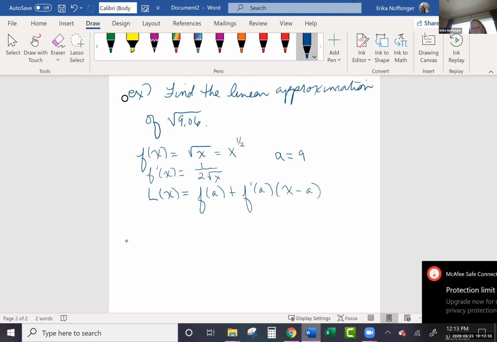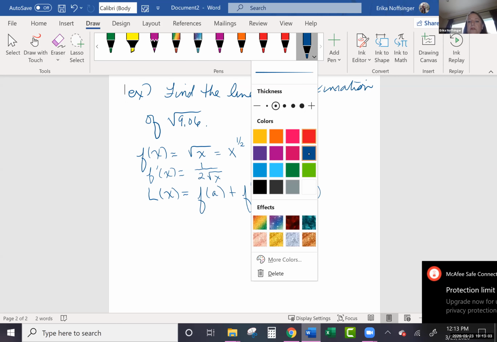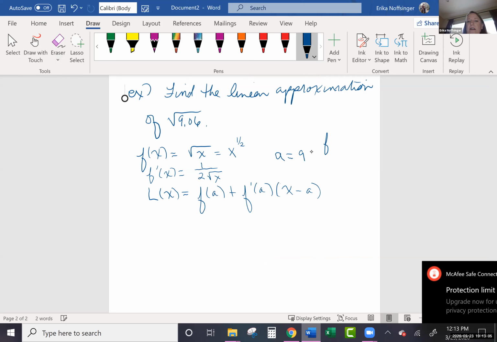So we need to figure out what f of a is and f prime of a is. So f of a, you know that this is equal to the square root. Well, a is 9, so this is equal to 3. So I know here that f of a is 3. So I'm going to place it into this equation. So I have 3 plus f prime of a.